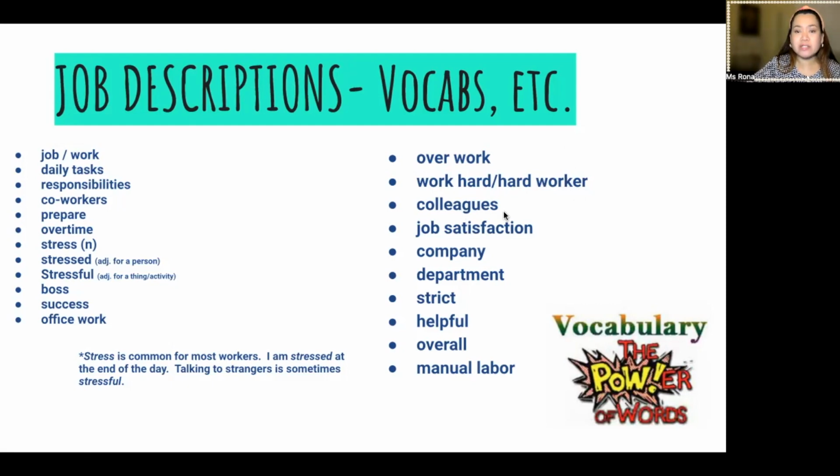Now, next words we have colleagues. These are your co-workers. Job satisfaction. Big thing, big word. Most of us would do our jobs or would go to work because we find satisfaction in our work, in our career, in our daily profession. So, job satisfaction. Next is company and then department, strict, helpful, overall, and manual labor. So these are key vocabulary when talking or describing jobs.